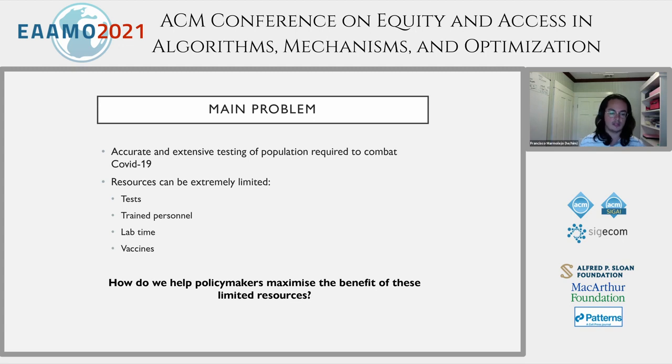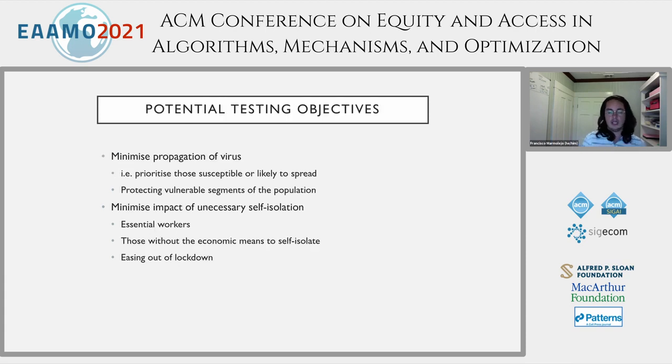There are multiple options. And in this, we focus on simple COVID testing resources, qPCR testing reagents. And the question that we ask ourselves is, how can we help policymakers maximize the benefit of these limited resources? And as soon as we ask ourselves the question of maximizing the benefit of a resource, it's important to take a step back and internalize and try to think about what we mean. What are the objectives that we wish to satisfy with testing?